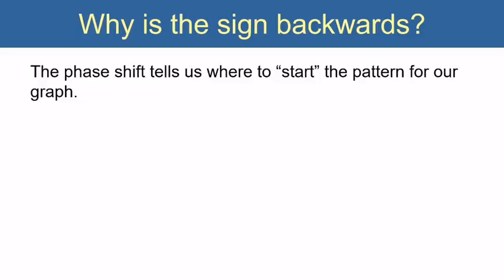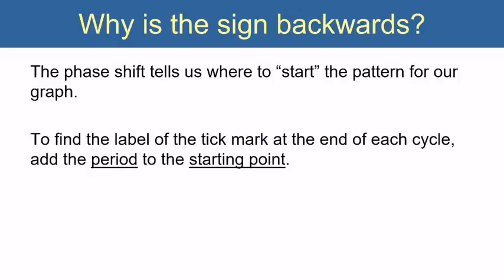So the phase shift tells us where to start the pattern for our graph. Now, to find the label of the tick mark at the end of each cycle, all you need to do is take the starting point for that cycle and add a period to it, because each cycle is one period long.